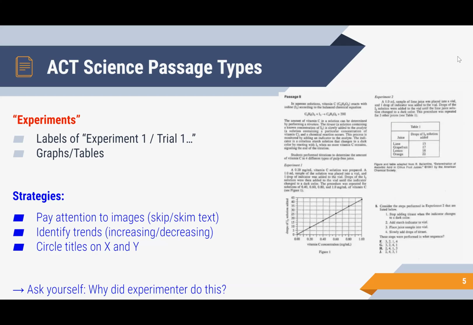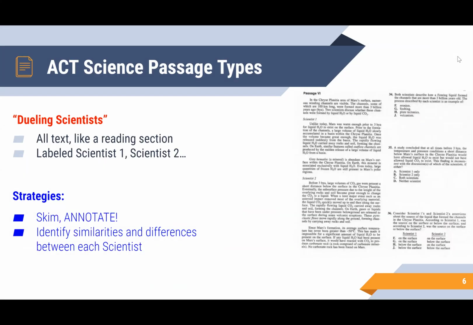The third type that you'll see is the least common. I'm guessing you'll see just one of these on the real ACT. It's called dueling scientists. This one is all text. It's basically like a reading section. You'll see scientist 1, scientist 2. I've seen as many as 4 scientists. And they're just going to be dueling, aka talking about a scientific topic from different opinion perspectives.